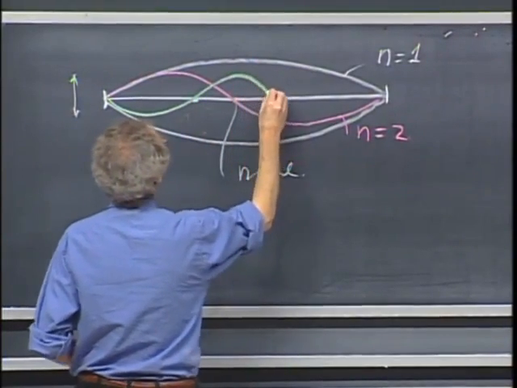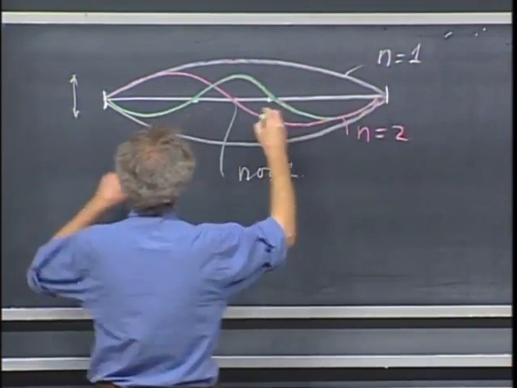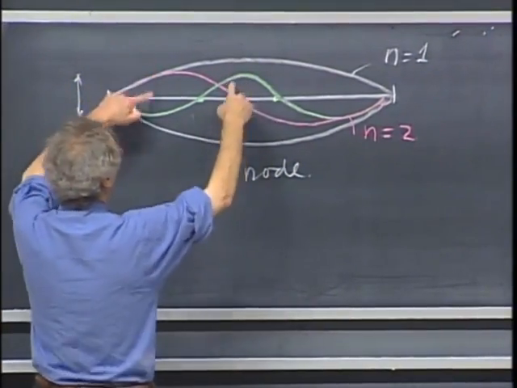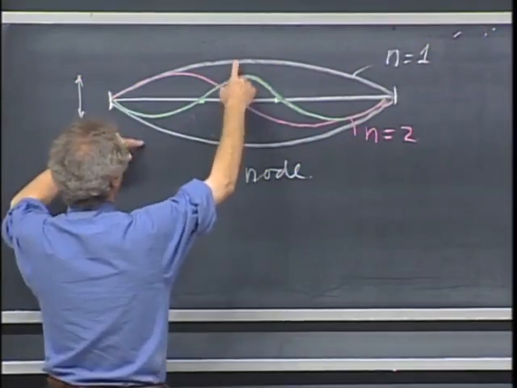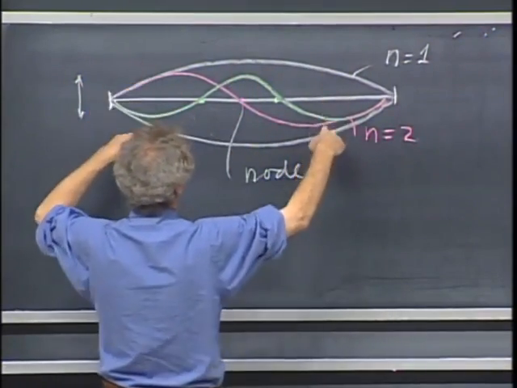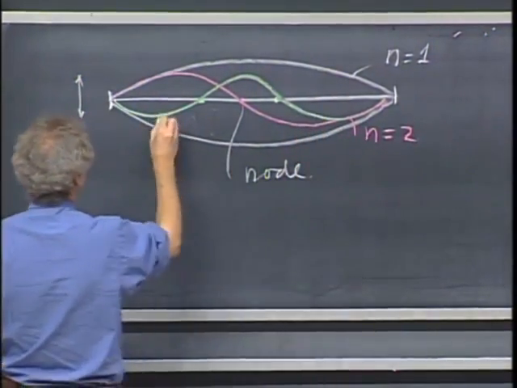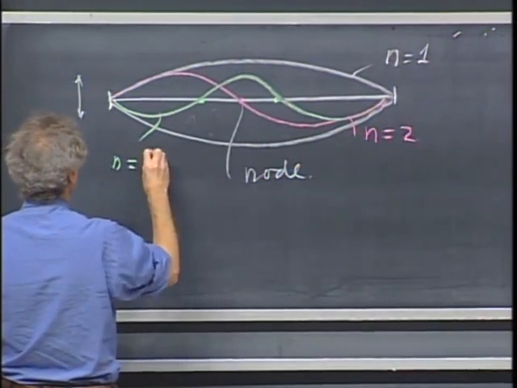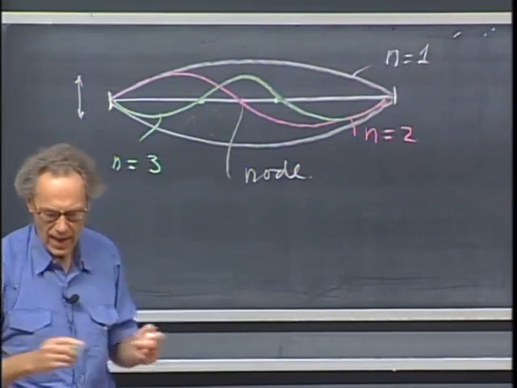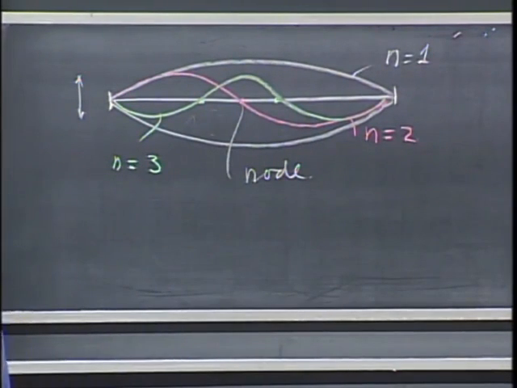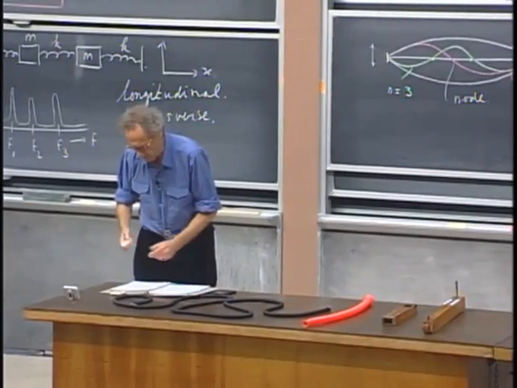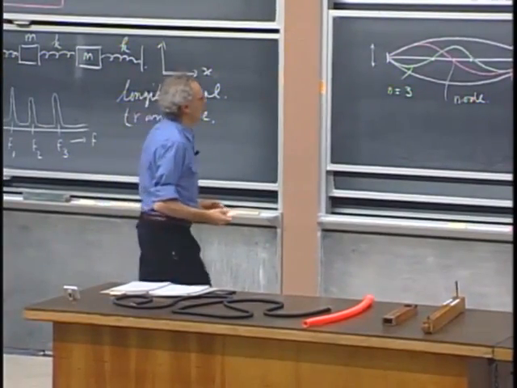And the string will oscillate like so. This goes up and down, 180 degrees out of phase, and these two ends are in phase. This is n equals 3. And I can go on like that and add nodes, and I will show you some of that very shortly.